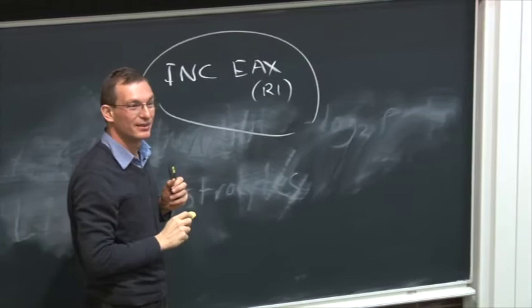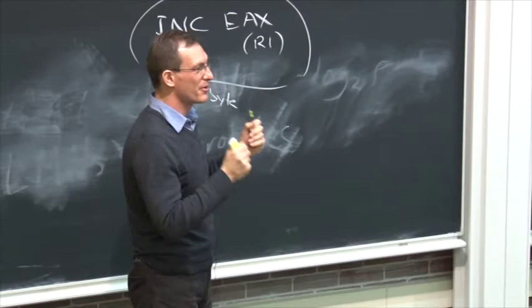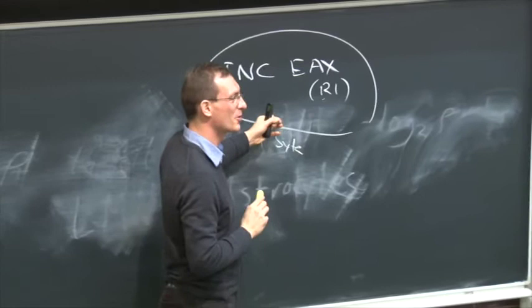Right. One byte. The advantage is if you always do increments on register 1, now you can encode that operation very, very tightly, right? So you can have very compact code if you do your increments on register one. Make sense? Because there is a special opcode that specifies both the operation and the operand itself. Okay?